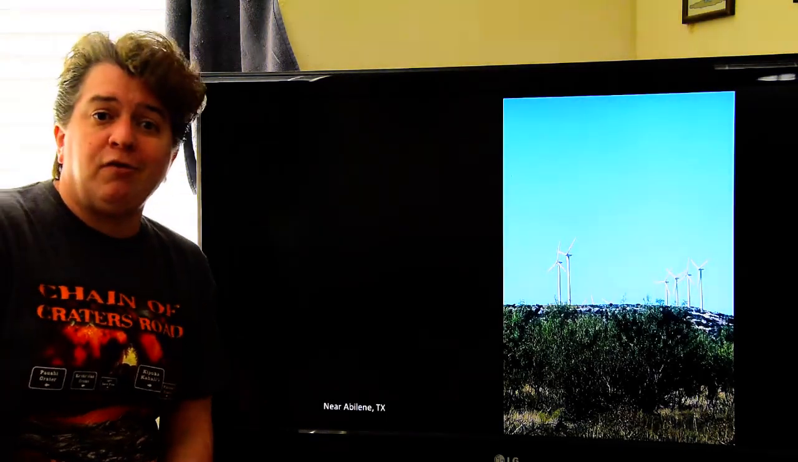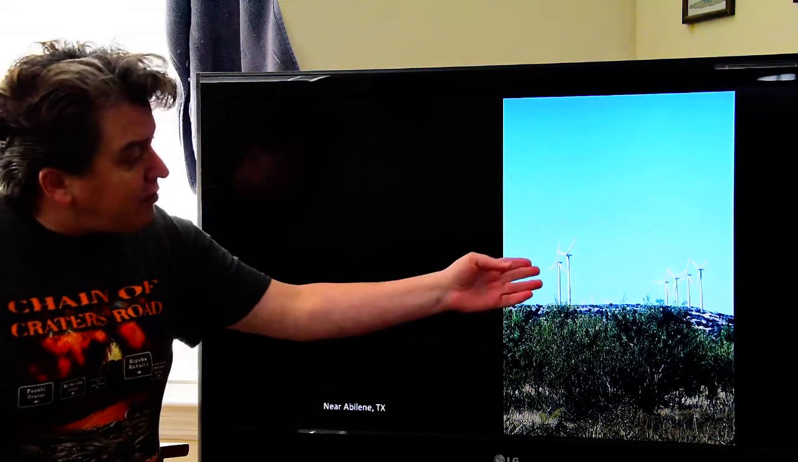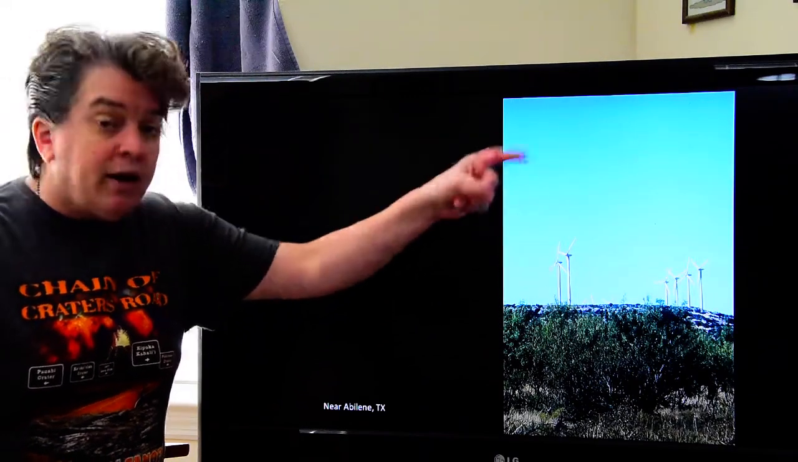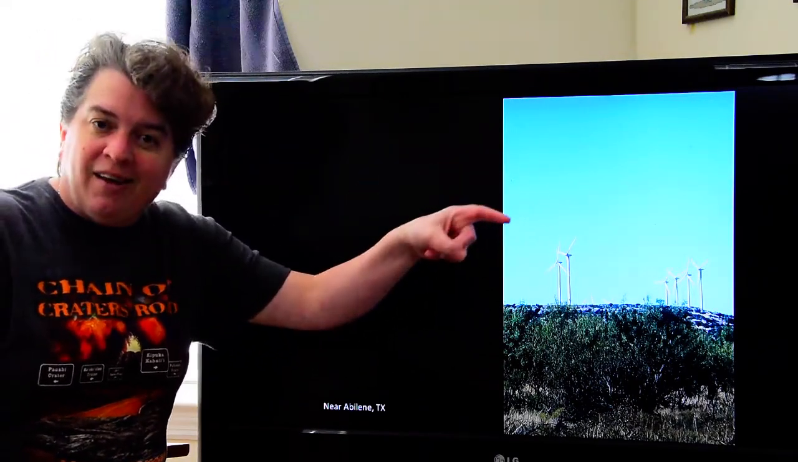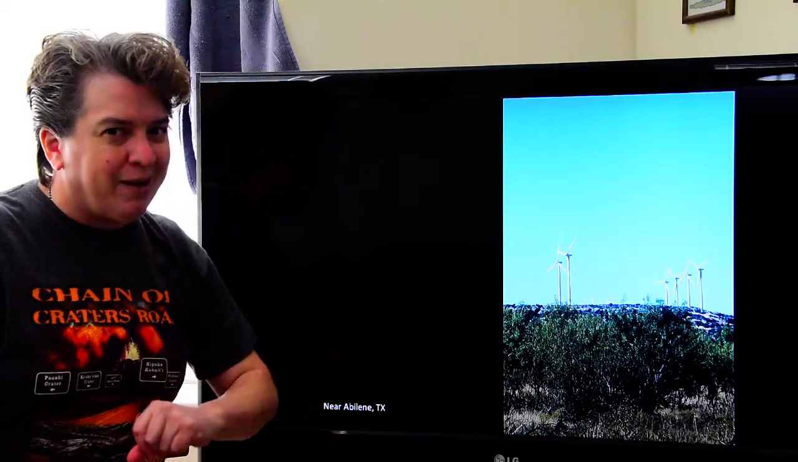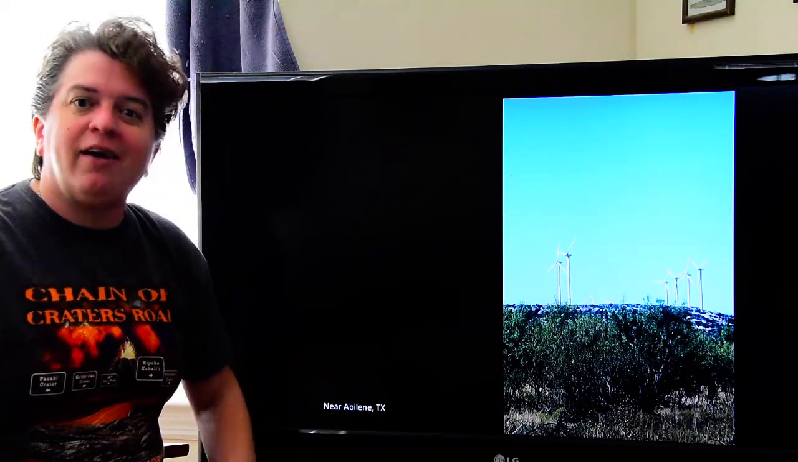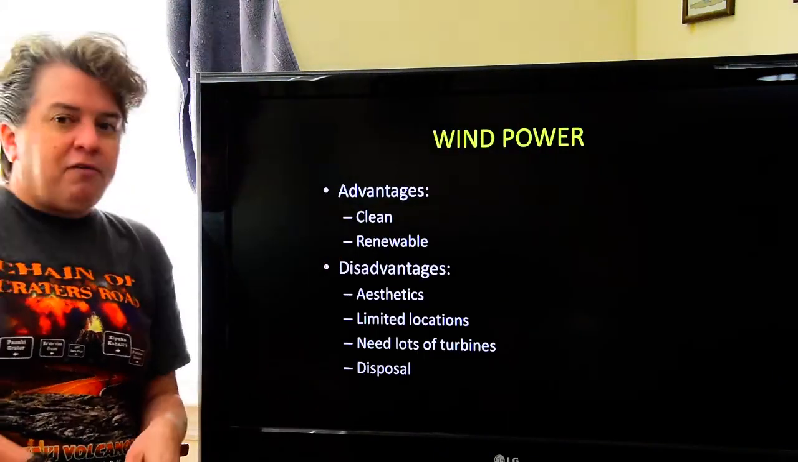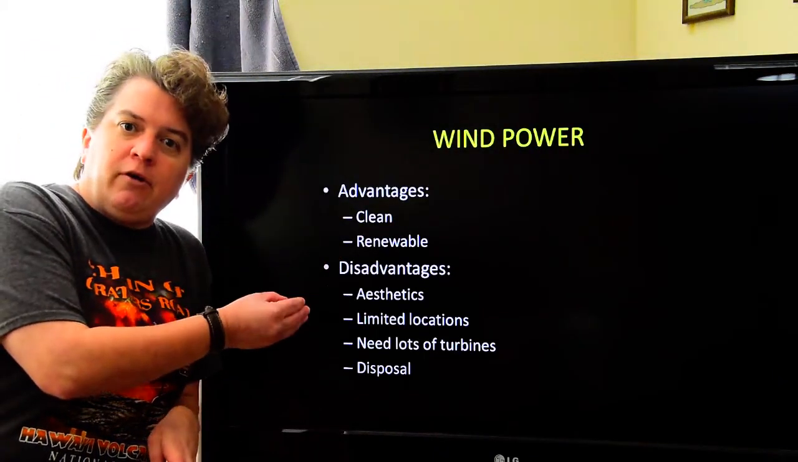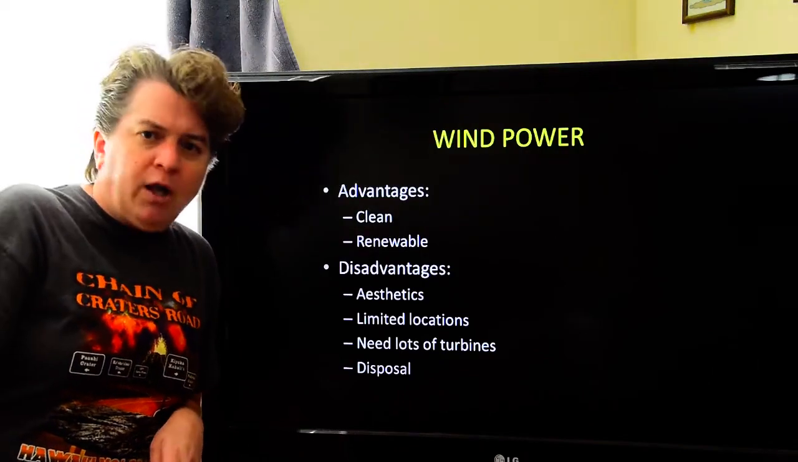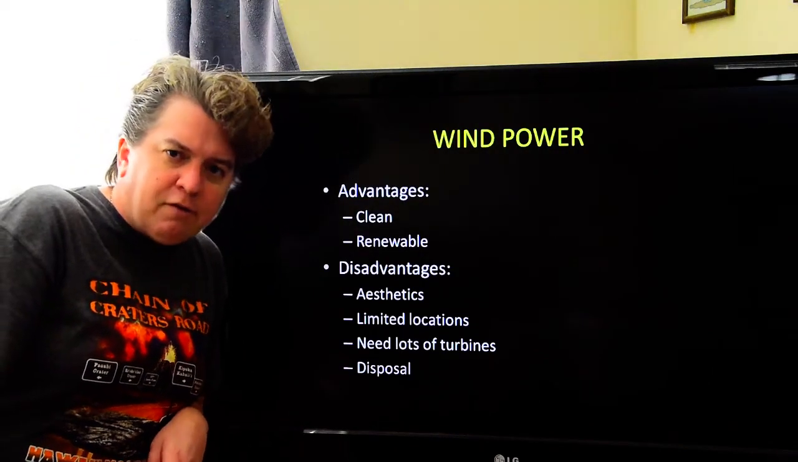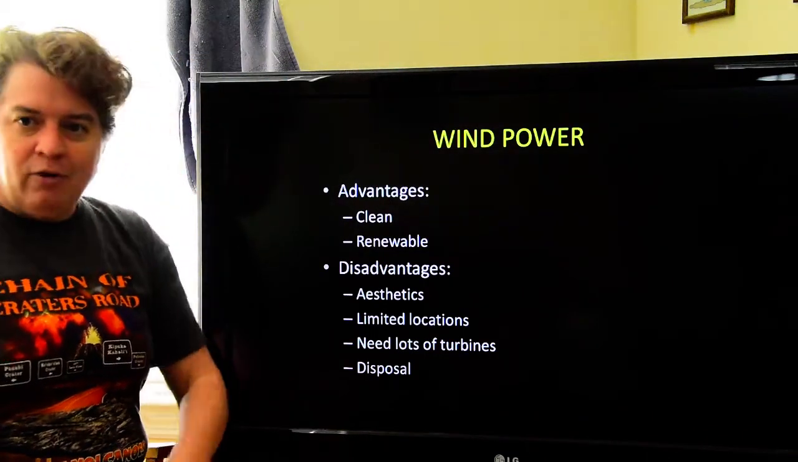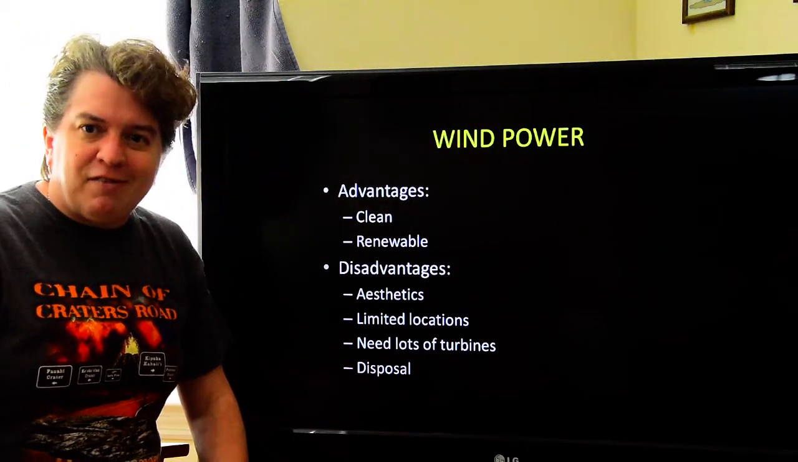Nowadays, we tend not to use it to grind our grain. We use it to generate electricity. You have these wind turbines, and the wind spins it, and there we go, we're spinning it in order to generate electricity, right? So, advantages: it's clean, it's renewable. As long as the wind is blowing across the Texas plains, you're going to be making electricity, right? And we're not producing any kind of nastiness from it.